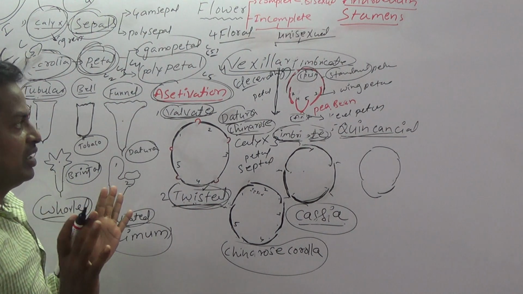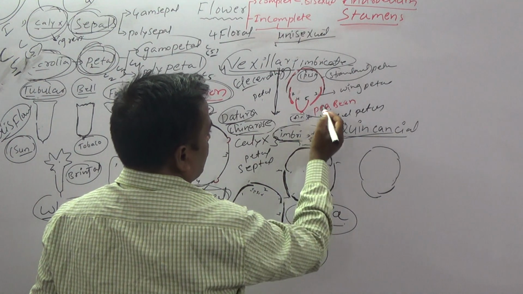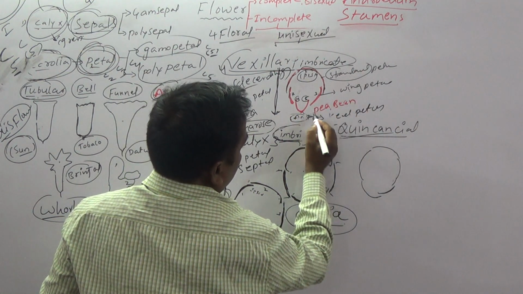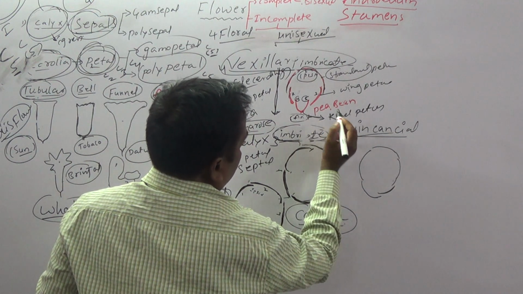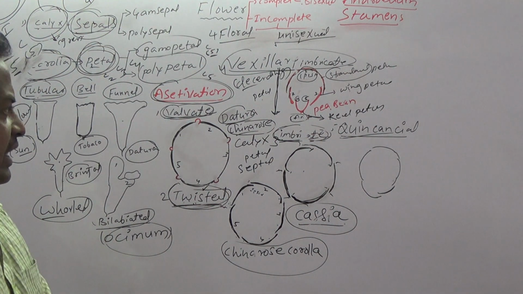There are 5 petals present: the standard petal, wing petals and keel petal. The 4th and 5th keel petals are united. This type of arrangement is called vexillary imbricate estivation.